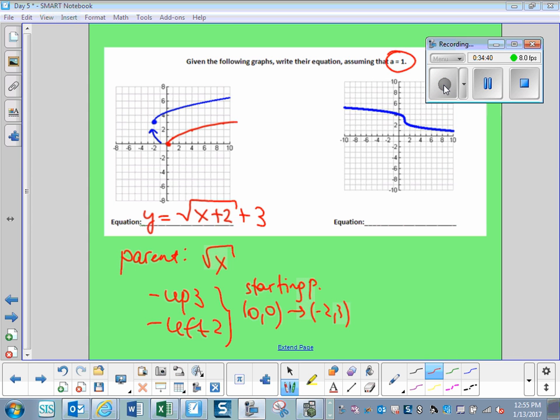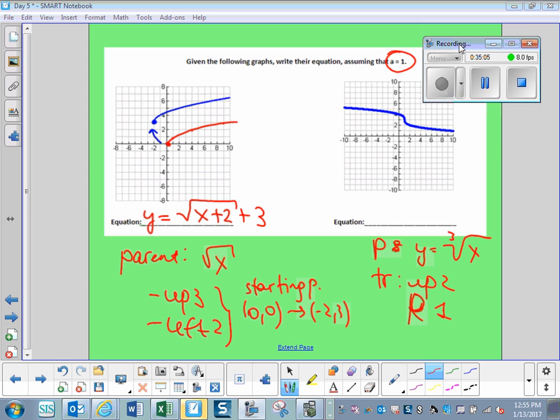What is the parent function for this one? Cube root of x. Y equals cube root of x. What are my transformations? Up 2, left 1... no, not left, right. Looks like it goes up and forward. Yeah, right 1. Okay, so let's think about it.